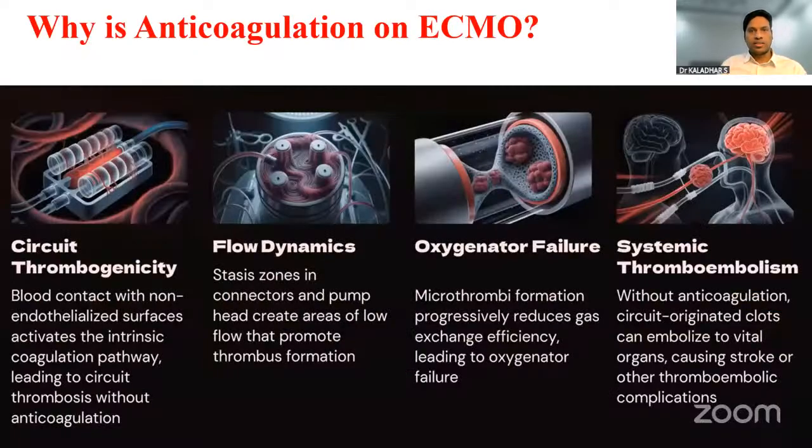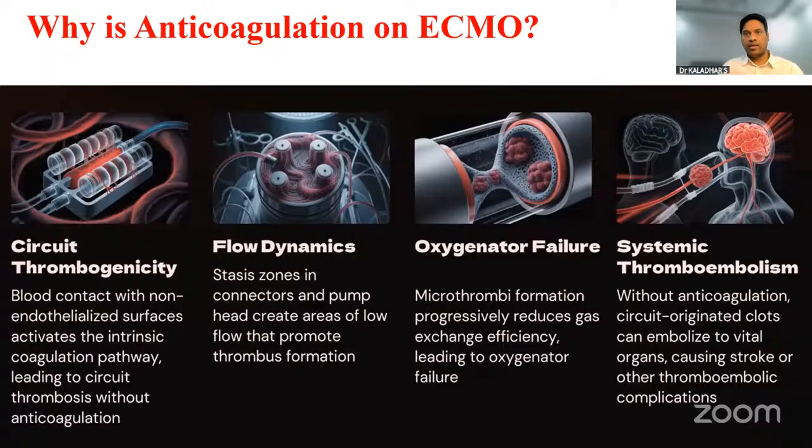So what are the different reasons that we generally look at when we think of anticoagulation and ECMO support? One is acute thrombogenicity. When blood comes in contact, definitely the intrinsic and extrinsic pathways can get activated, leading to circuit thrombosis and decreased circuit life. And flow dynamics, there are always stasis zones where the connectors, pump head is there. This can create thrombus formation. So as thrombus formation occurs, there will be thrombus in oxygenator, which can lead to oxygenator failure. Being such an expensive thing, we cannot afford to go for repeat oxygenator changes.